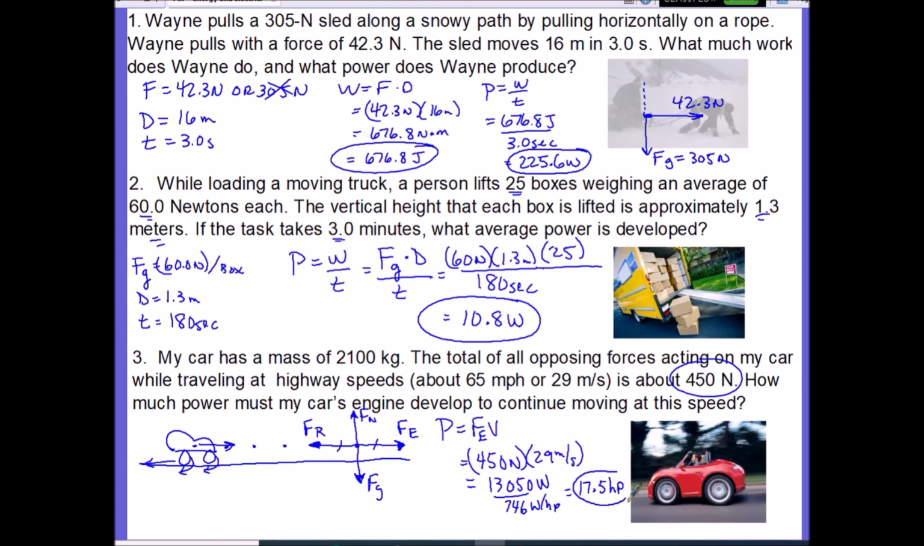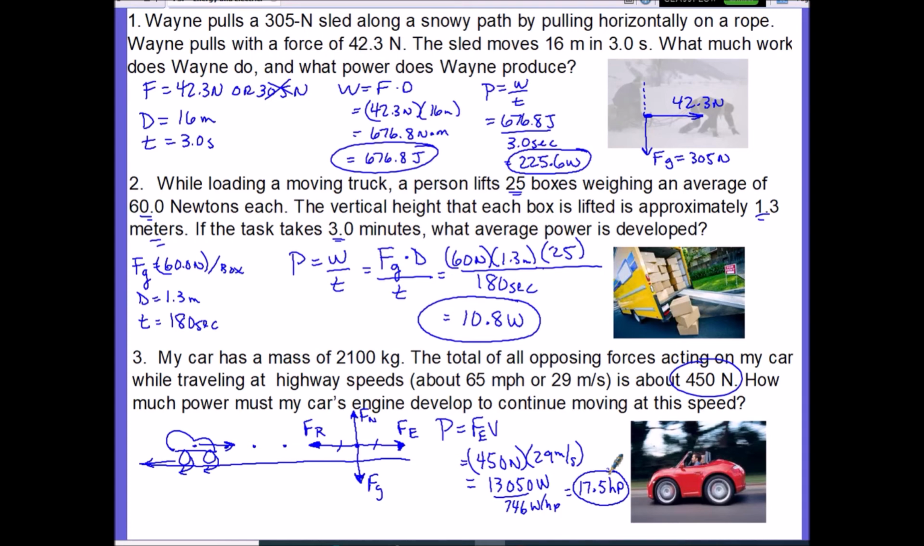Now, for those that know cars, you know 17.5 horsepower is not that much. I don't need a lot of power to be able to move at highway speeds. Where I need my power is to accelerate my car from maybe 0 to 60. If I take my standard car, the one I bought when I was 16 years old, 0 to 60 in 20 seconds, not very powerful.